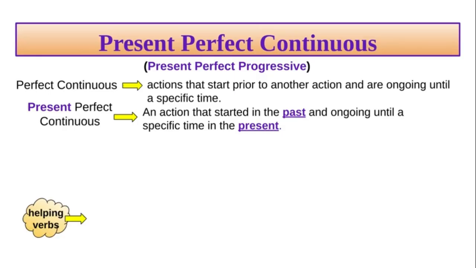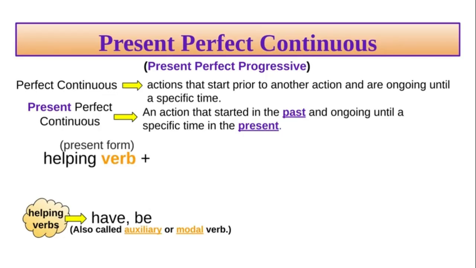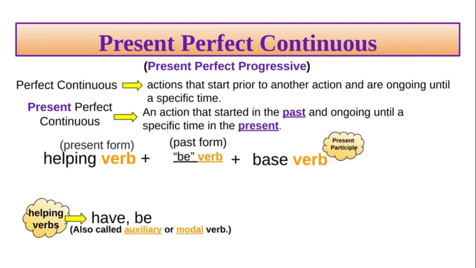Okay, we're going to need some helping verbs to conjugate the present perfect continuous. Combine the present form of our helping verb have, the past form of the helping verb be, and the present participle of our regular main verb to conjugate the present perfect continuous.